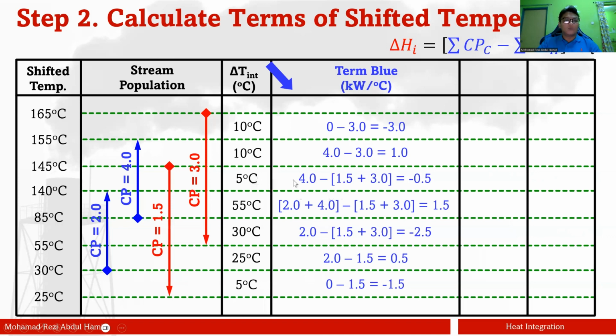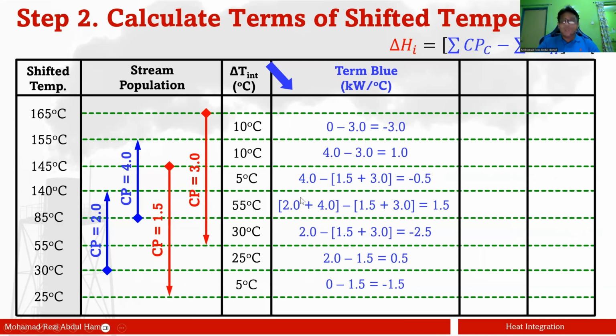So for the third interval, I have one blue line, one cold stream, and then two hot streams. So how can I calculate the blue term here? It is a summation of CP of cold stream. I only have one cold stream, which has a CP of 4.0. So 4.0 minus the summation of the hot stream CPs, which is 4.0 minus the sum of 1.5 plus 3.0, then you will get negative 0.5.